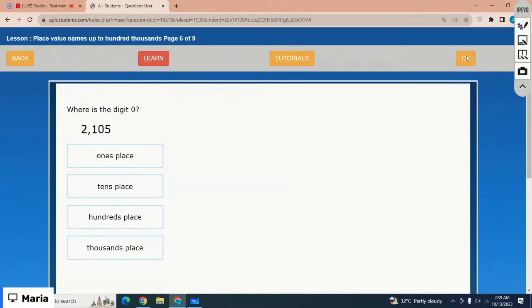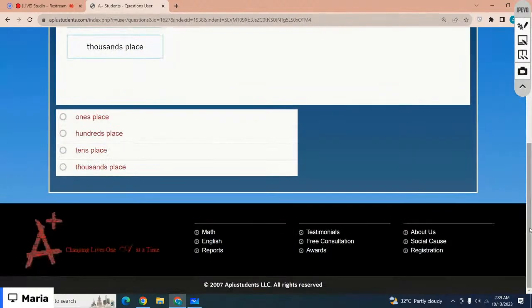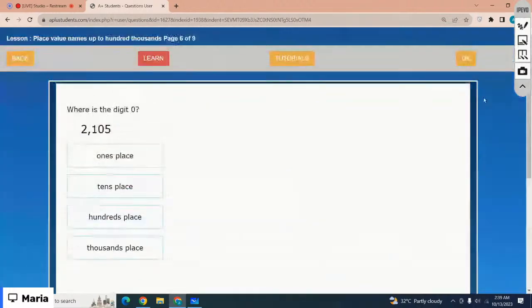Where is the digit 0? Which is the correct option? 0 is at the tens place. The correct option is tens.